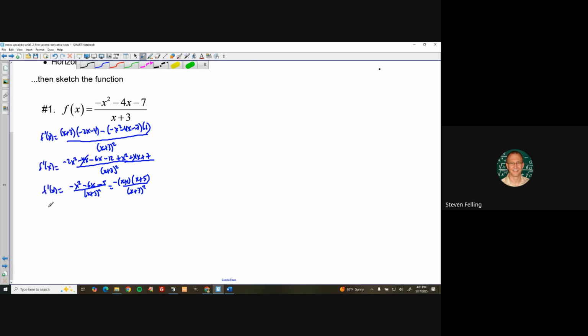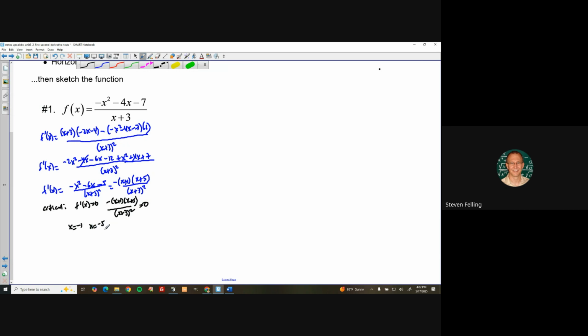Critical points, or critical values, are going to happen whenever the first derivative is 0. So this will be 0: negative x plus 1, x plus 5 over x plus 3 squared will be 0. Since this is a fraction, that happens whenever the numerator is 0. And that will occur at x is negative 1, that makes this part 0, or at x is negative 5.